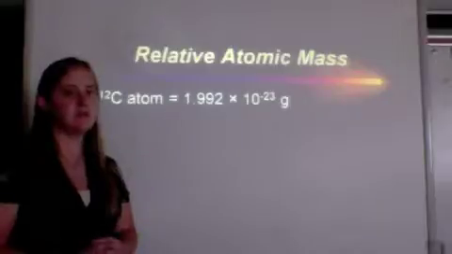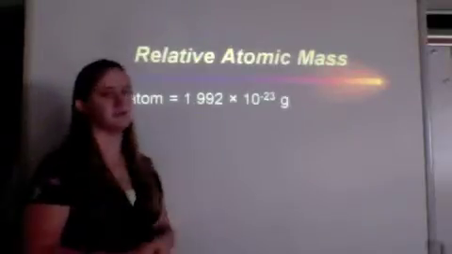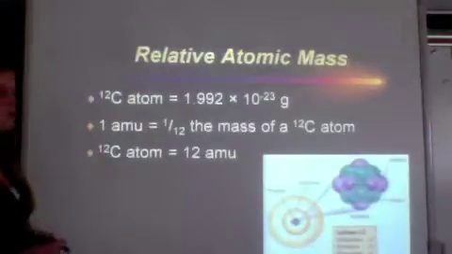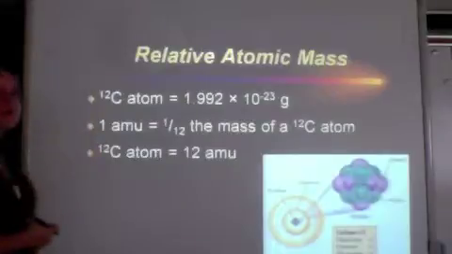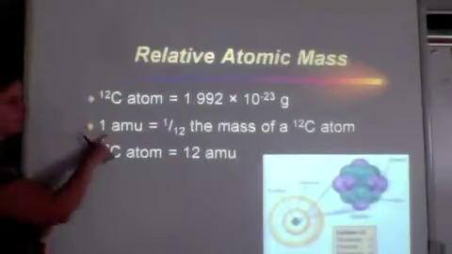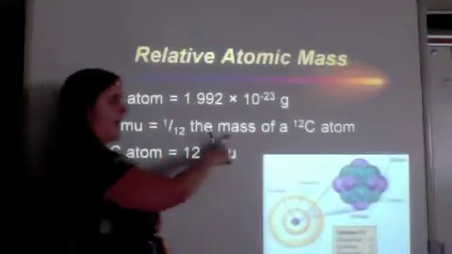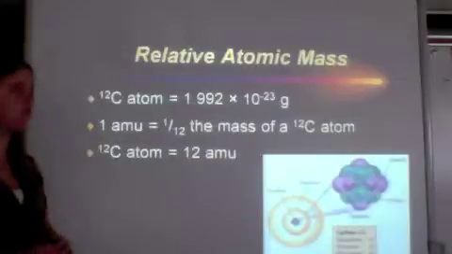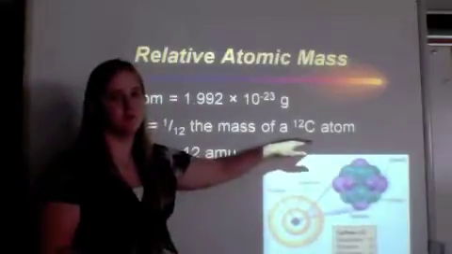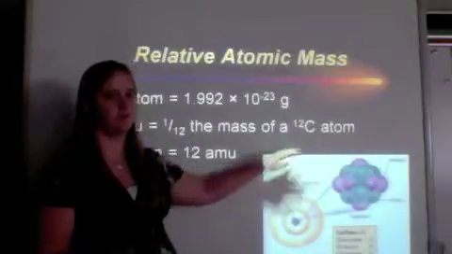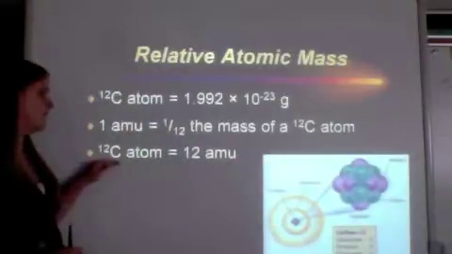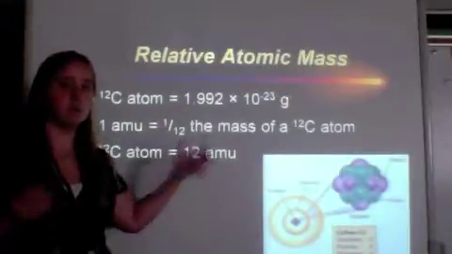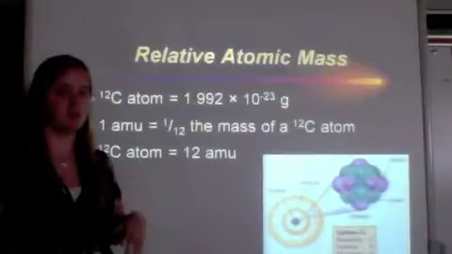Now, instead of measuring in grams with these big numbers like this, scientists have come up with a new unit. It's called the AMU. You need to make sure you understand what the AMU is. 1 AMU is 1/12 the mass of a carbon-12 atom. So if I ask you what atom it's based off of, you need to be able to tell me carbon-12. It's 1/12 of the carbon-12. So carbon-12 is 12 AMUs. Carbon-14 has 14 AMUs.